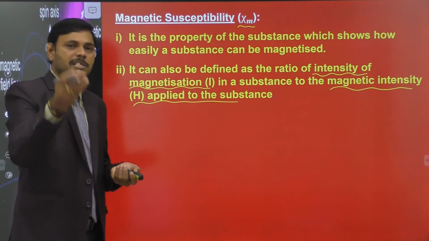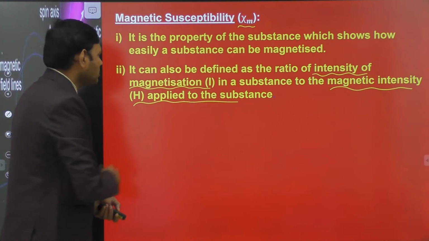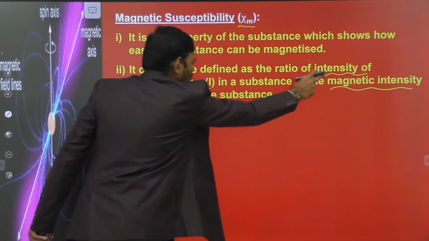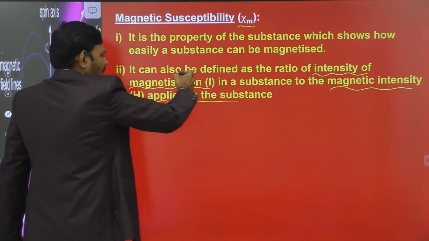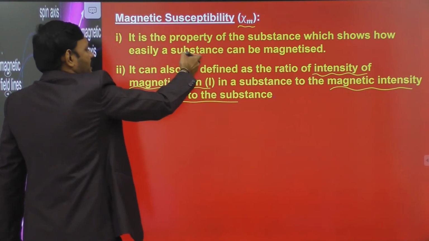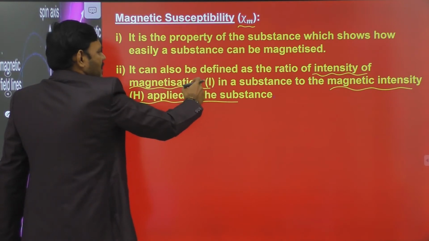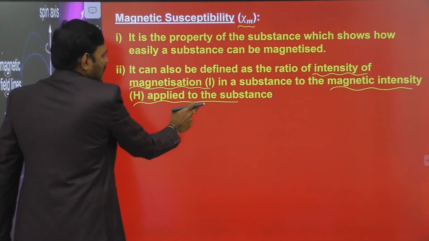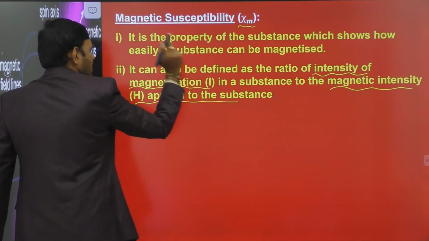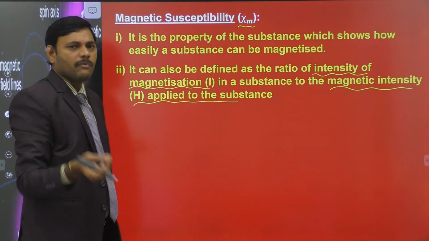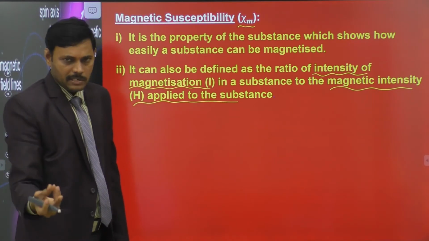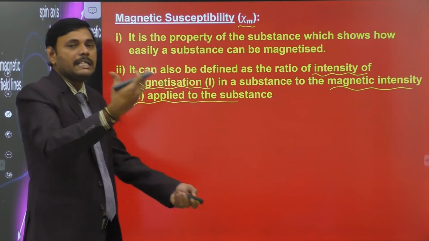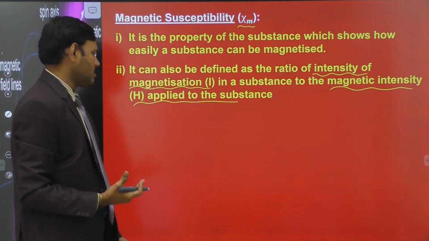That value is determined by the I value. So finally, the magnetic susceptibility is the ratio of intensity of magnetization, the magnetism acquired by the material, to the magnetic intensity in a substance. H is the cause, I is the effect. The acquired magnetism by applied magnetism, the I by H ratio, is known as the susceptibility. It shows how easily the substance gets magnetized.